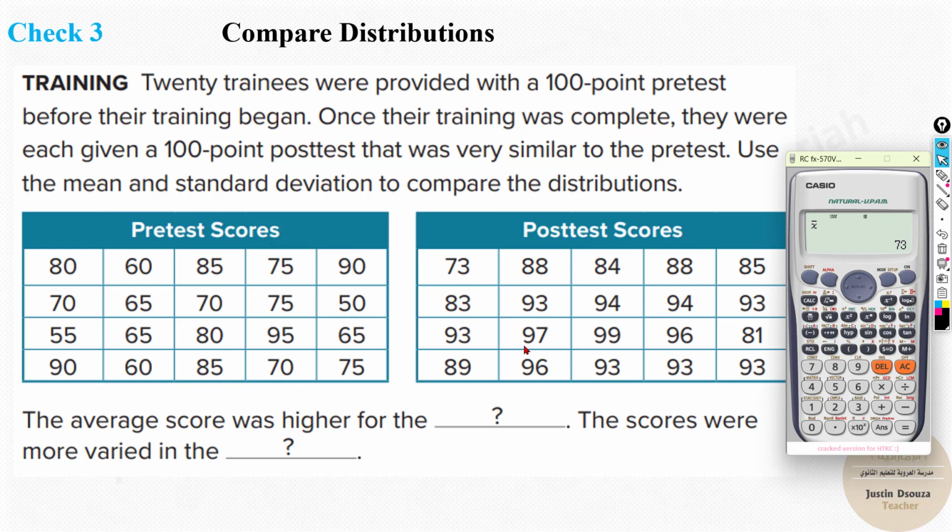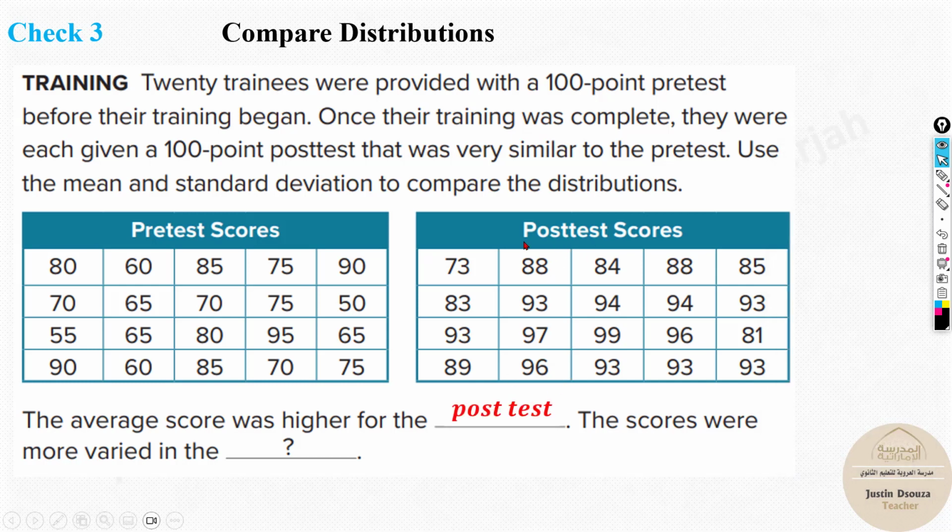What is the average score over here? Now looking at these values, I can see a lot of 90s and 80s, only 173. I can definitely tell the average score is higher in the post test. Okay, why? Because you can see there is much variation at 60, 65, 65. Many low values are there, and there are high values as well, but here you can see there are very top values compared to this.